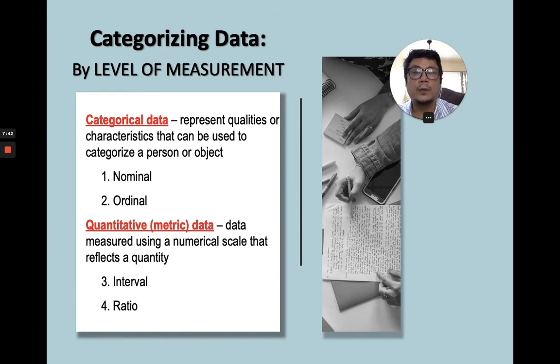So in terms of level of measurement, we have two main groups of data. Categorical data and quantitative or metric data. Categorical data represent qualities or characteristics that can be used to group persons or objects according to similar characteristics. And we have two types, nominal and ordinal data. Quantitative data is data that is measured using a numerical scale that reflects a quantity. And again, we have two types of metric data or quantitative data, interval and ratio.